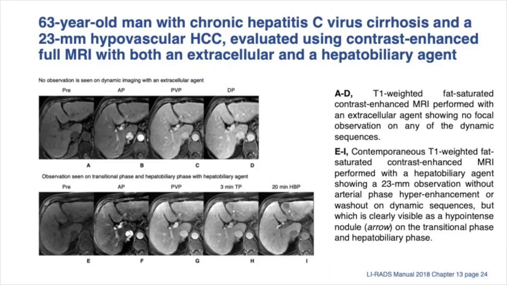So this case illustrates the limitations of dynamic imaging. The detection of a hypovascular HCC is improved on the 20-minute hepatobiliary phase imaging with gadoxetate disodium, which is the key sequence in the corresponding abbreviated MRI protocol. Additionally, hepatobiliary phase images offer a higher contrast-to-noise ratio than other sequences, and thus improve the detection of small lesions, less than 2 centimeters, for which washout assessment is more challenging.